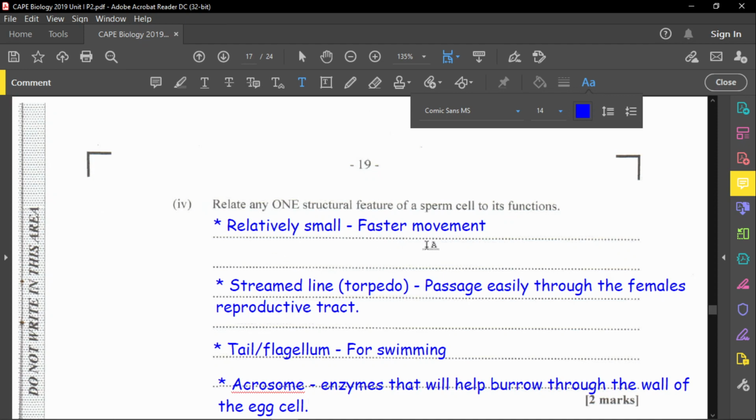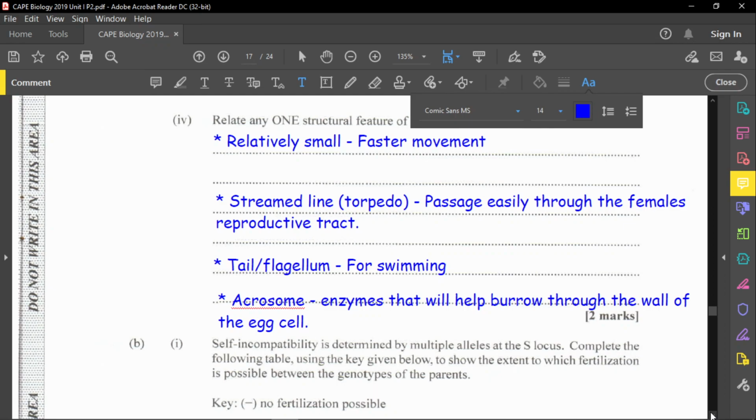But again, the size will be great. The streamlined structure will be great. It contains a flagellum for swimming, and an acrosome, where enzymes are created that will help to burrow through the wall of the egg cell. All right, so that will be that for that question. It's a 2 marks question, so you state the structure and also state the function.